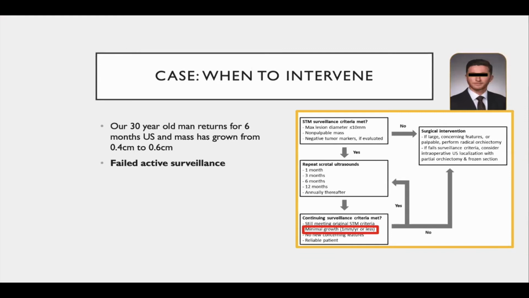So let's say our patient's been enrolled in active surveillance. He's shown up for his ultrasounds. He comes for his 6-month follow-up. And unfortunately, his ultrasound shows that his mass has grown from 0.4 centimeters to 0.6 centimeters between that 3 and 6-month ultrasound. So, based on our reported protocols, he's now failed his active surveillance with this increased growth. And so maybe we should now actually move towards definitive therapy.